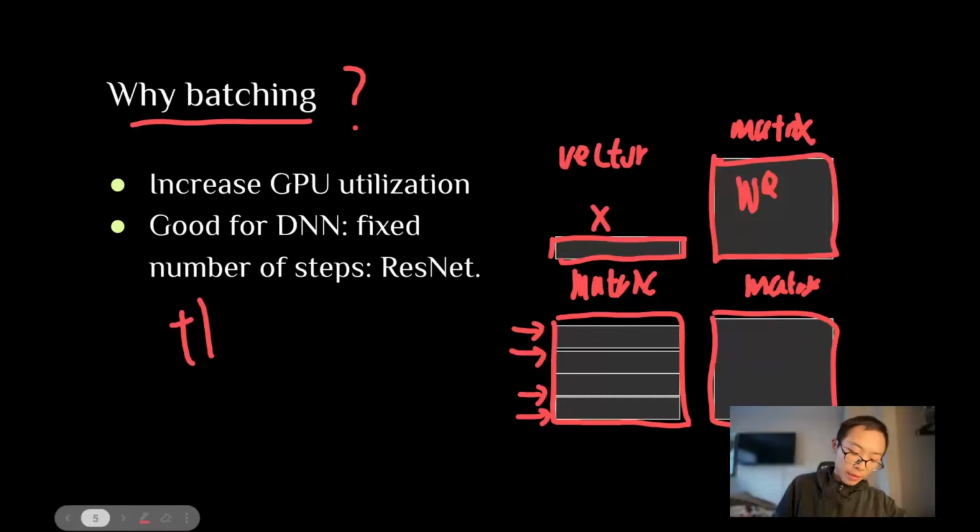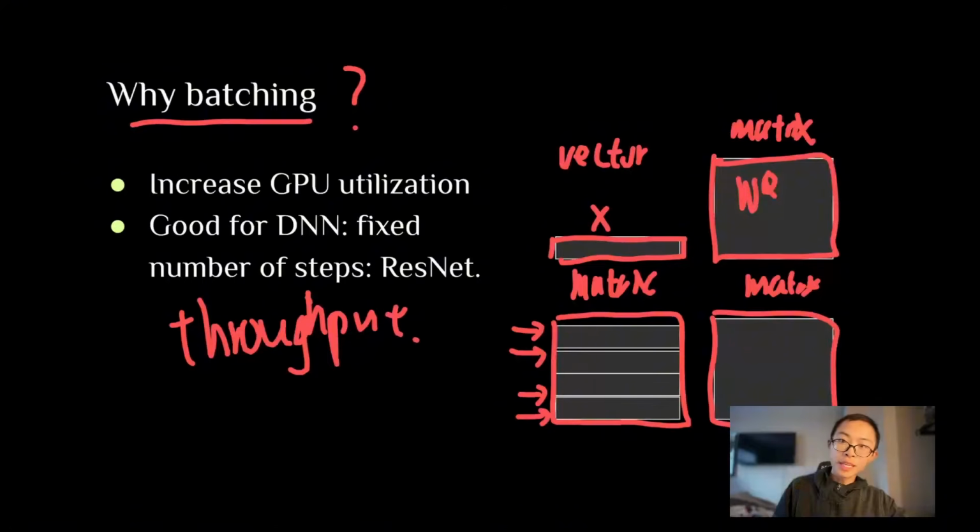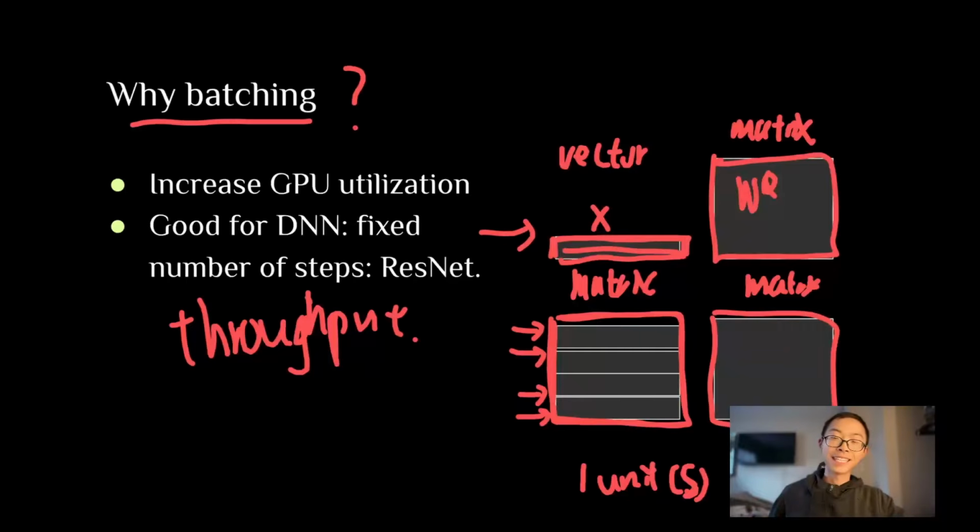So here is the concept of throughput. What does throughput mean? It means in 1 unit of time, how many requests can you generate? Therefore, in the first case, the throughput is 1, since we process 1 token per second. Whereas in the second case, the throughput is 4, since in 1 second, we generate 4 tokens at a time. Therefore, the bigger the batch, the higher the throughput.